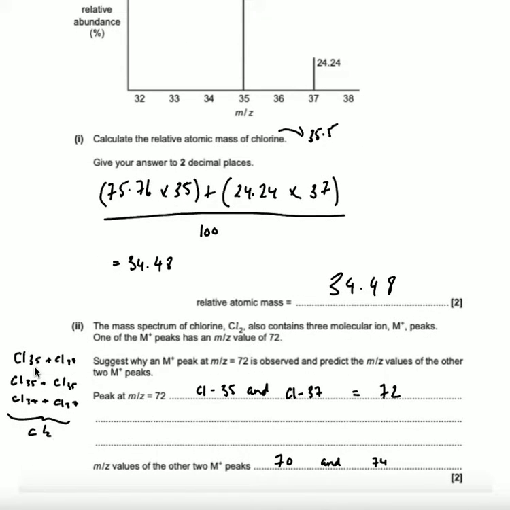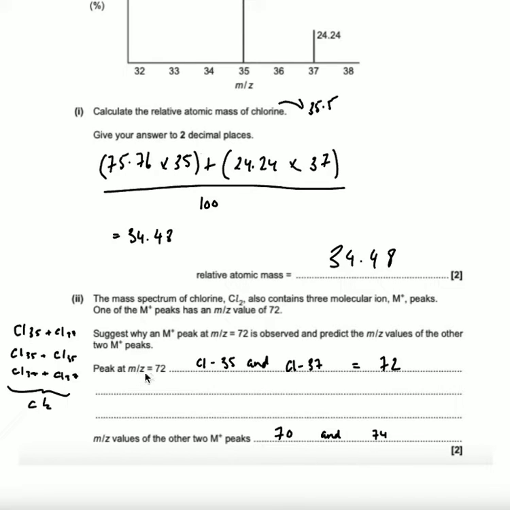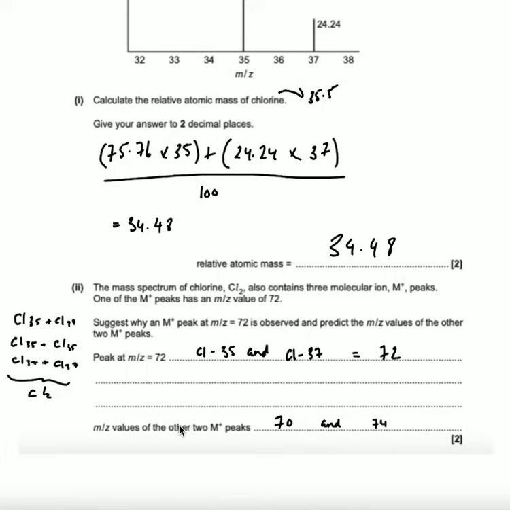So we can have Cl35 combining with Cl37, we can have Cl35 combining with Cl35, and we have Cl37 combining with Cl37. And if you do Cl35 plus Cl37, that would give us 72. If we have Cl35 and Cl35, that would give us 70. And Cl37 and Cl37 will give us 74. And that's the answer. So the peak at m/z 72 is because we have a combination of Cl35 and Cl37. And the other 2 peaks that we'd get are at m/z 70 and m/z 74. And that's because of the other combinations that we can have.